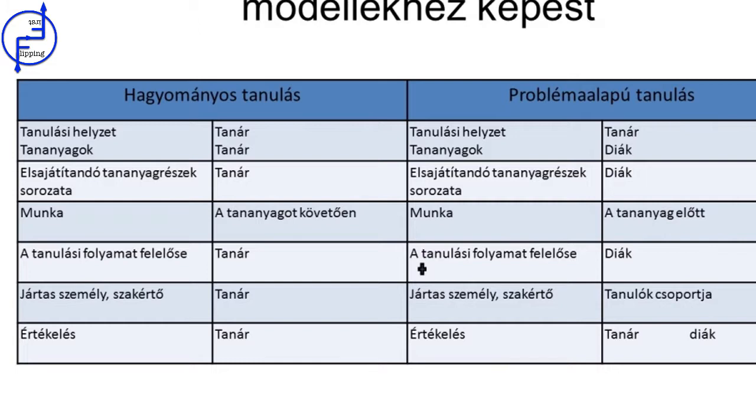In the traditional model, the work is done once the material has been presented. In problem-based learning, the work is done before presenting the material to be learned. In the traditional model, the teacher has the responsibility of the teaching-learning process. In problem-based learning, the student has an active role in this learning process. In the traditional model, the teacher is the expert, while in problem-based learning the teacher is the guide.